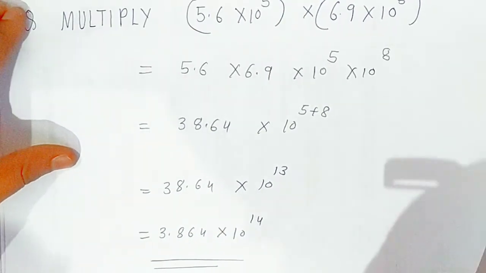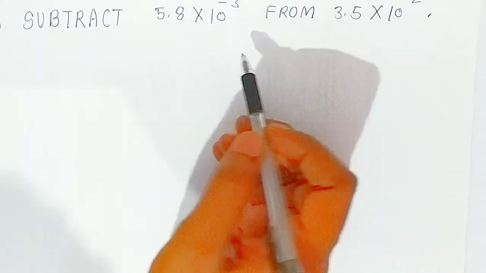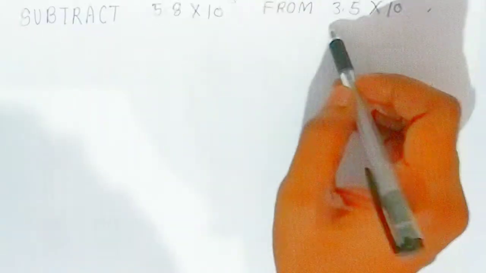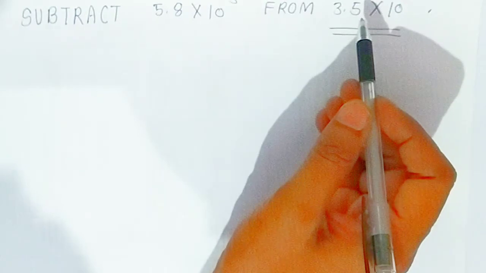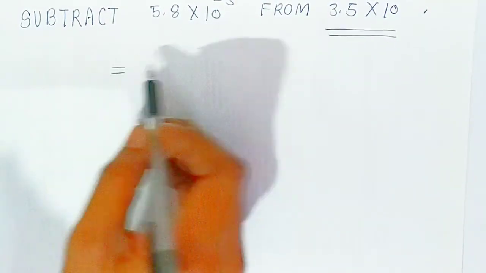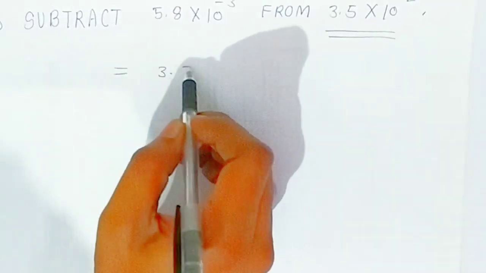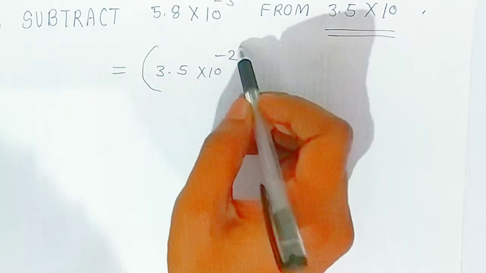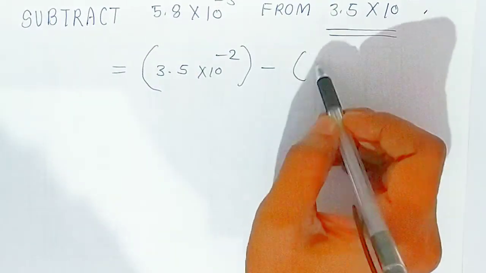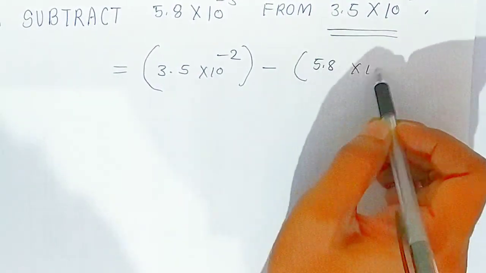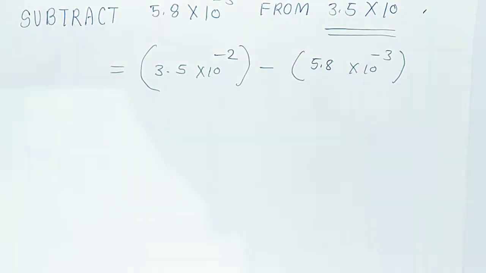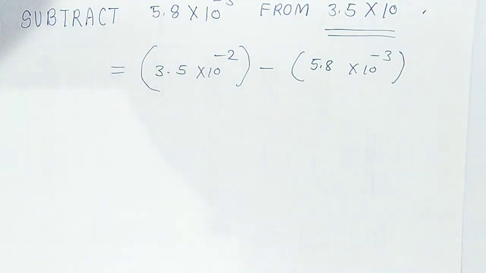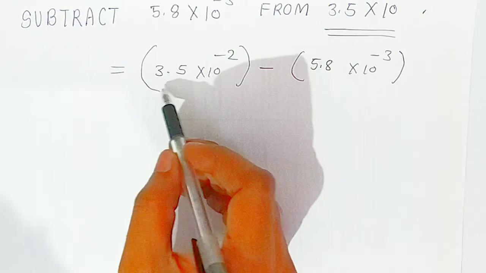Now students, again we are going to see the subtraction. Suppose you are subtracting this number from this, so you have to write this first. Okay students, first we will write 3.5 into 10 raised to minus 2. Now we are subtracting 5.8 into 10 raised to minus 3. Correct? After that, students, what happens? We will subtract the numbers first.